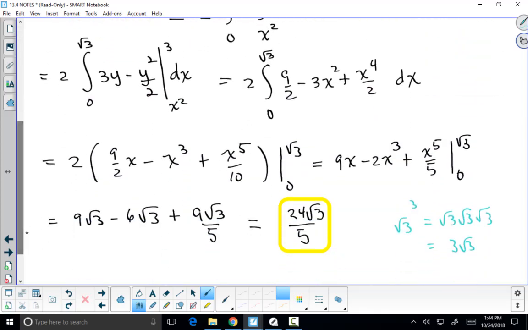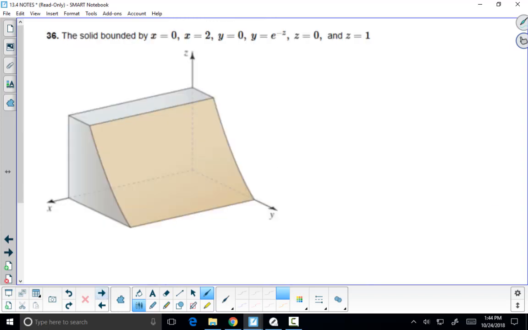Other questions? Okay, well, let's do that wedge. Skateboard ramp. Let's do those.